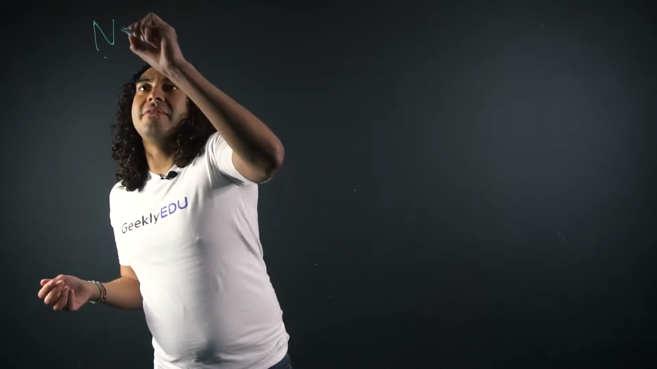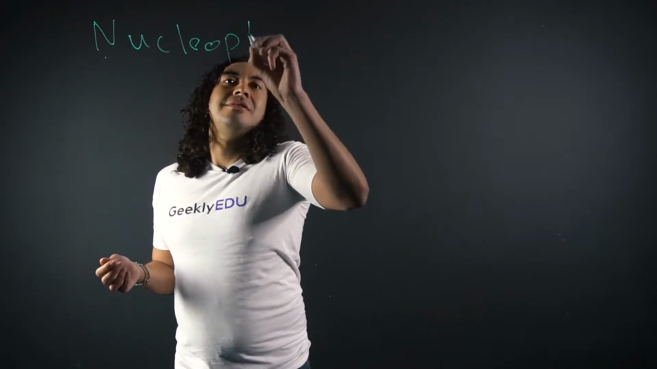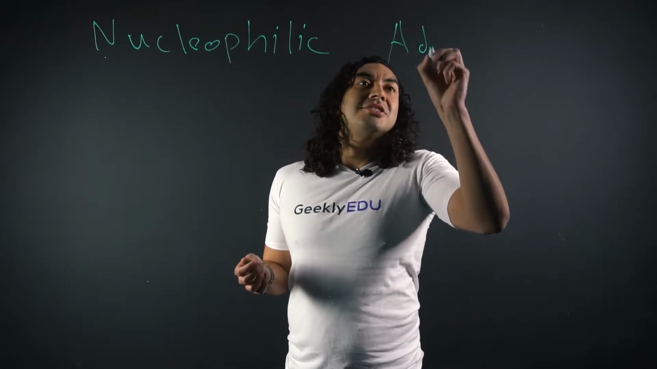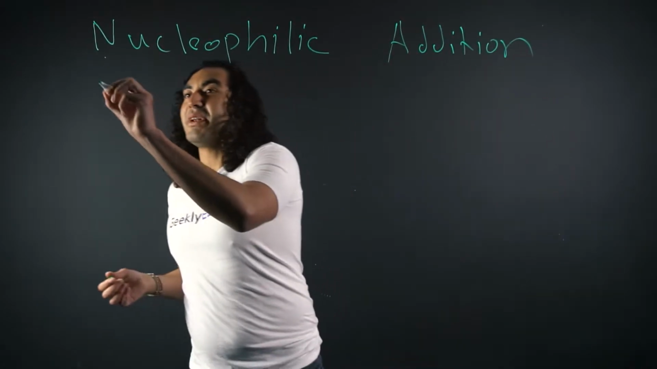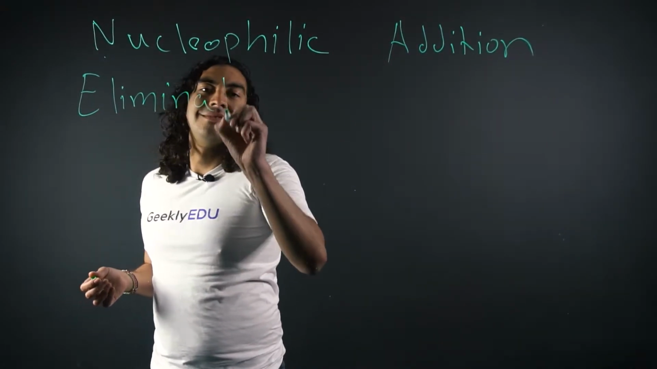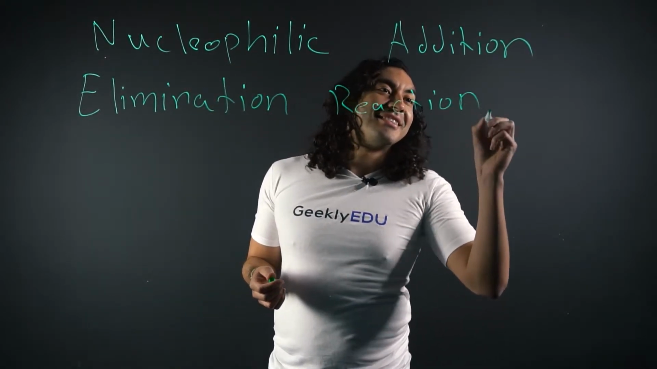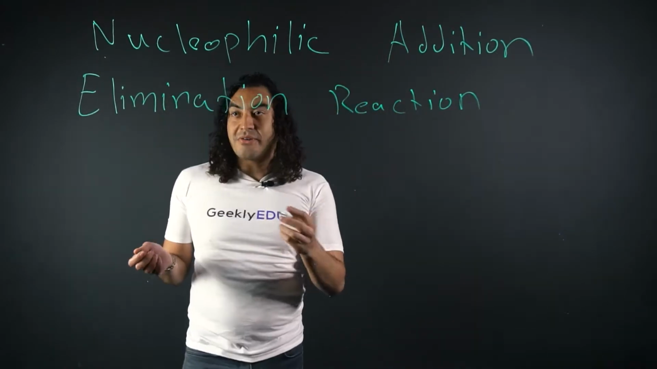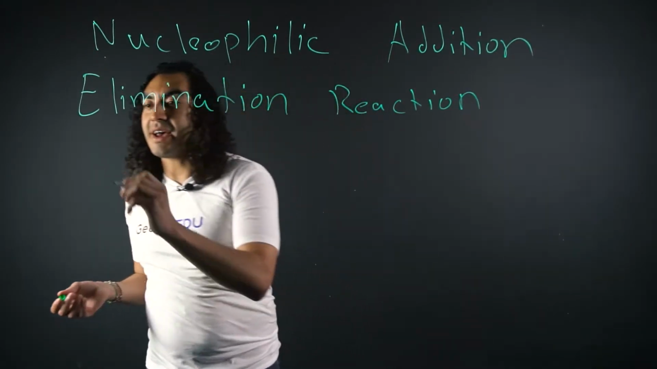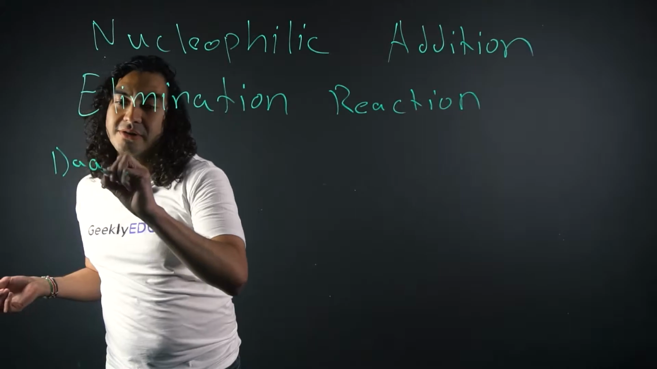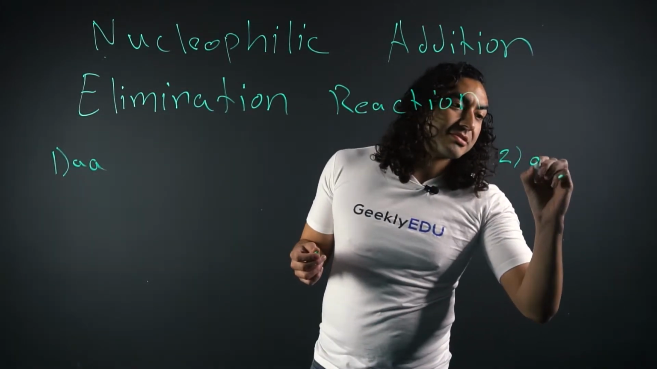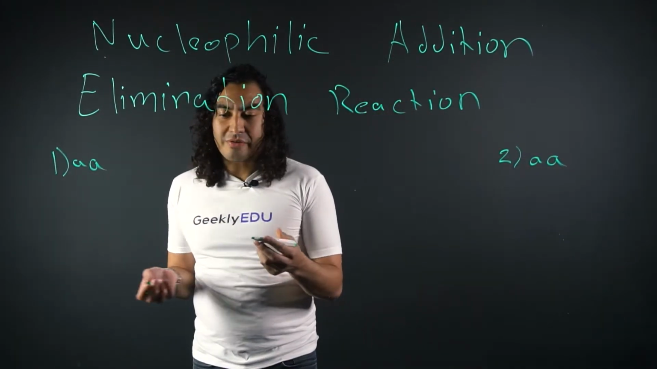So this reaction is called the Nucleophilic Addition Elimination reaction. So kind of a tongue twister there. It's a fun reaction though, you'll see. So in this reaction, you're going to need two amino acid structures to understand how this works. So I'm going to draw in two amino acid structures. That's why I went over the amino acid structure.